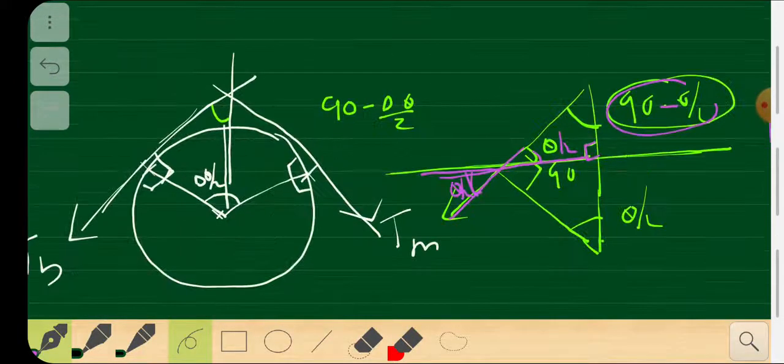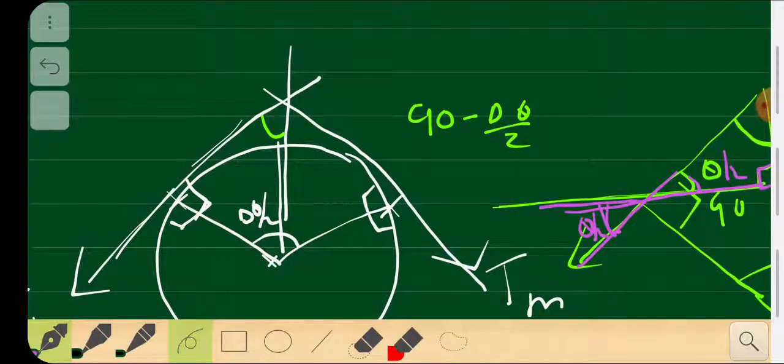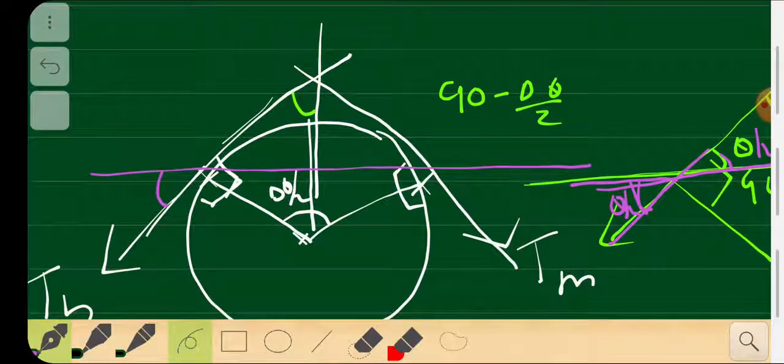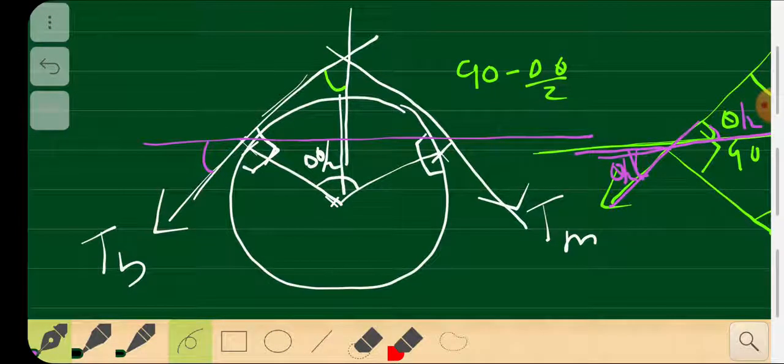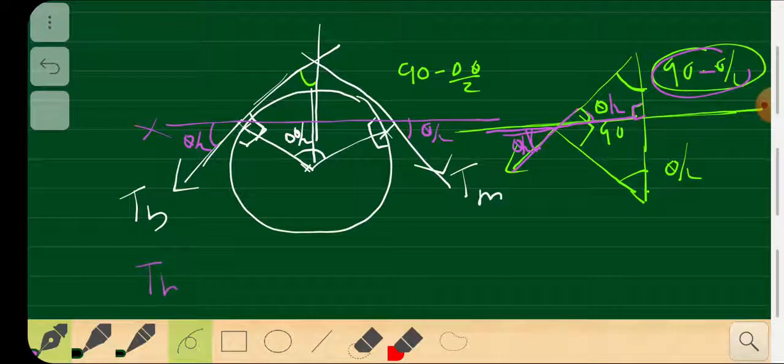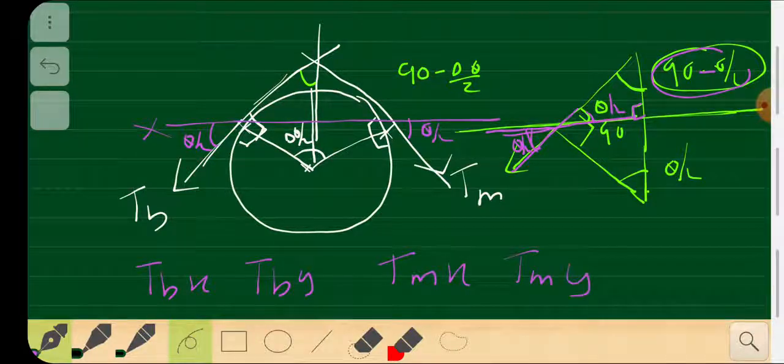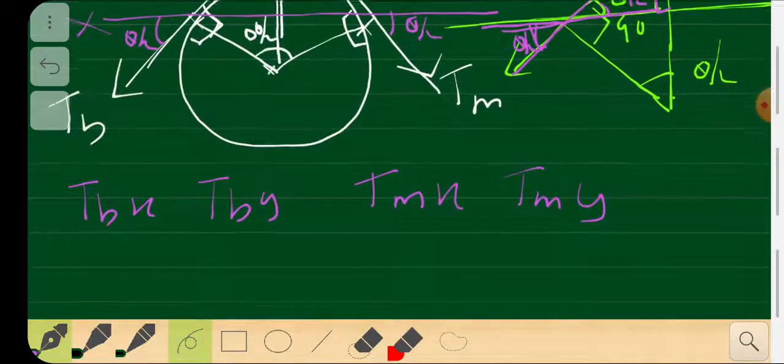So we have found two angles. The tension makes an angle theta by 2 with the x-axis. Here also it will make the same angle using the same principle, theta by 2. So tension can now be resolved into components: tension of the buoy in the x-axis, tension of the buoy in the y-axis, tension of the mass in the x-axis, tension of the mass in the y-axis. You can resolve them.